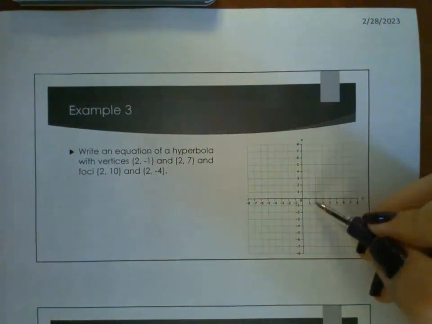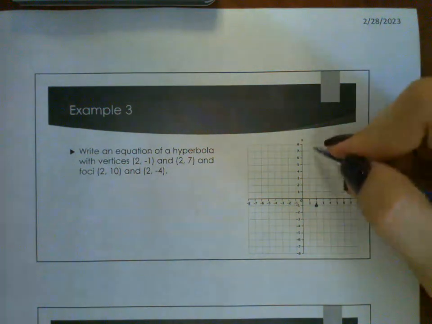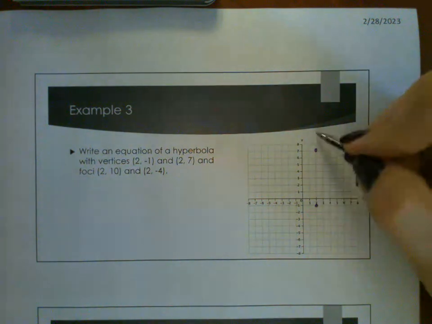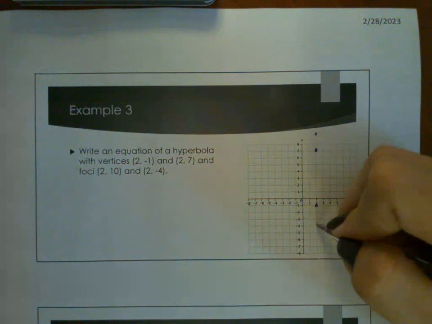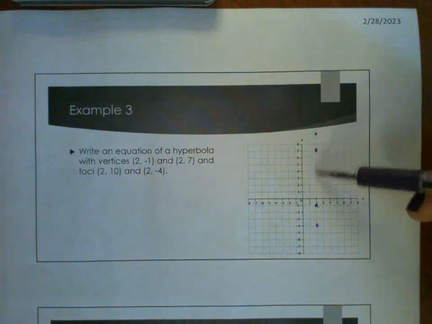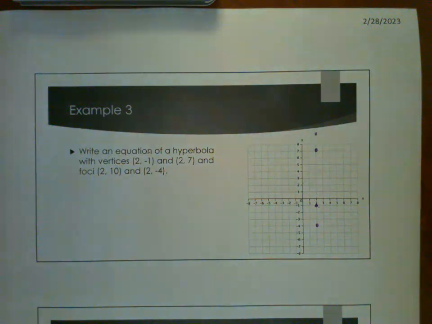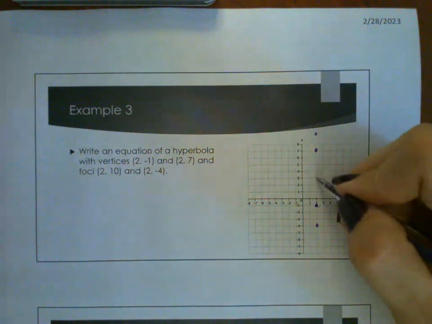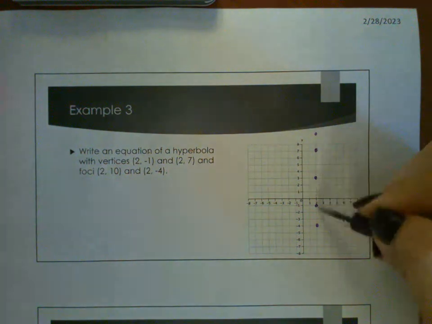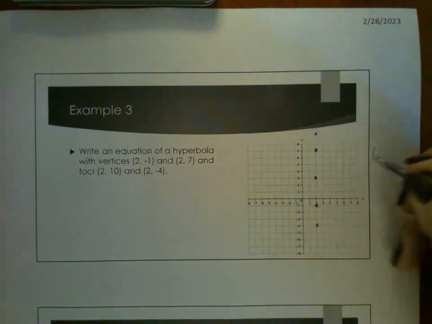So let me graph these points. I've got 2, -1, and 2, 7. All right, for the foci, we have 2, 10 and 2, -4. So remember, A is the distance from the center to the vertex. So I want to start by finding the center. If I look for the center along this line, what is it going to be? It's going to be the midpoint between those 2 points. It needs to be equidistant between this point and this point. And in this case, that just so happens to be at the point 2, 3.